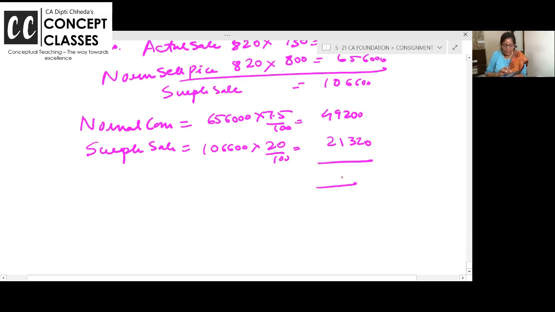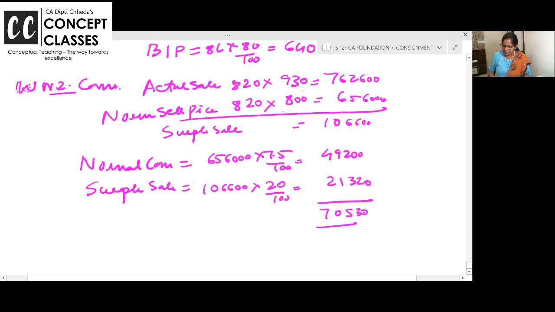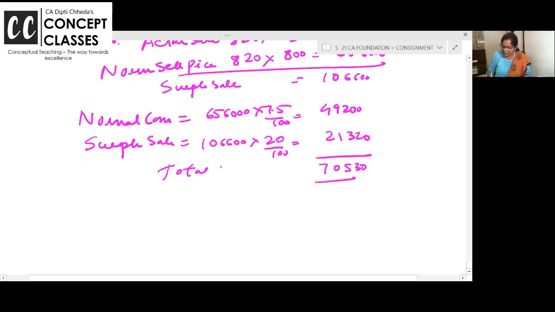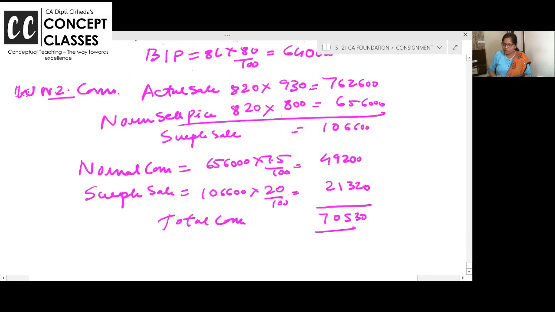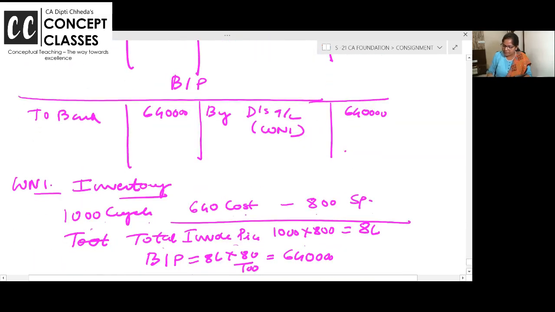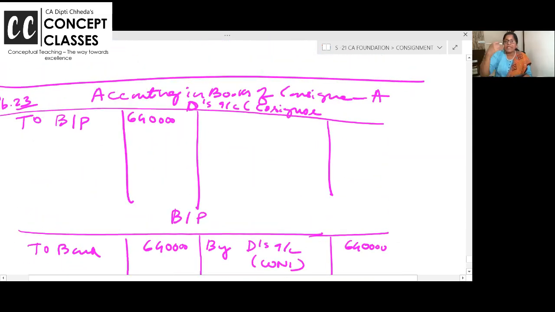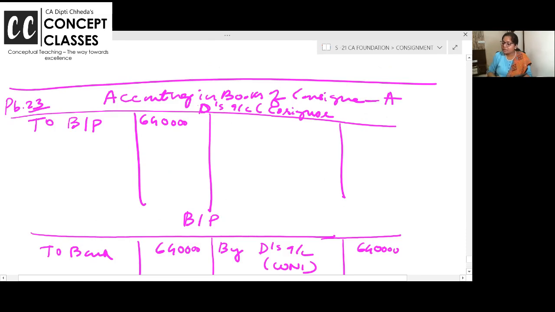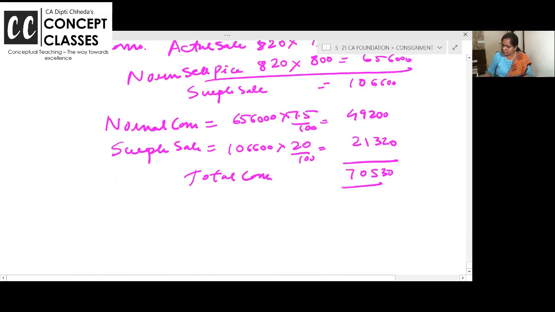21,320 plus 49,200. 70,520. Total commission. Anyone in the class is having doubt? Enough of conceptual problem also we have done. Actual selling price minus normal selling price, surplus sales पे calculate करना है. 70,520 commission will come from there. 520, sorry.